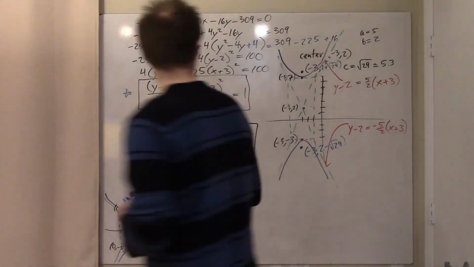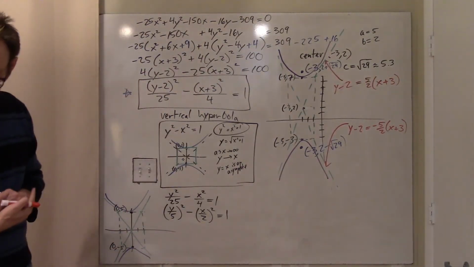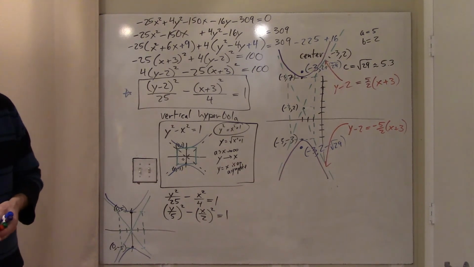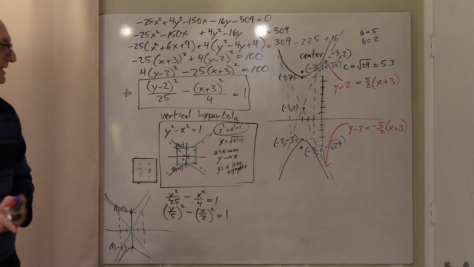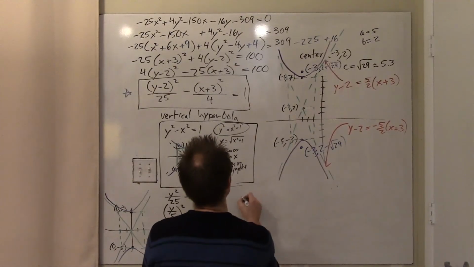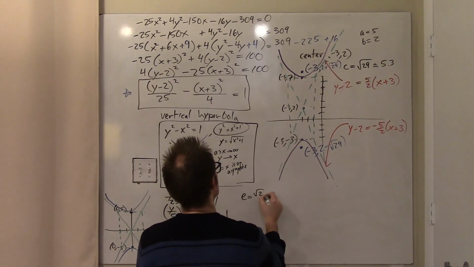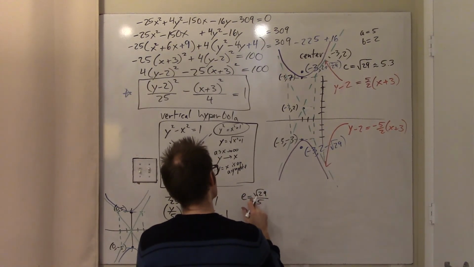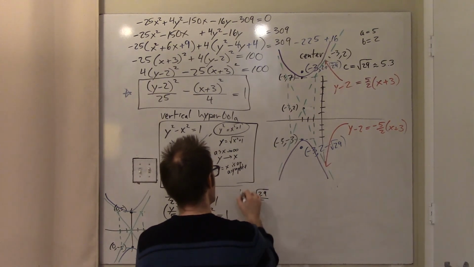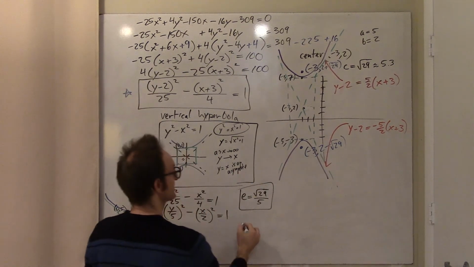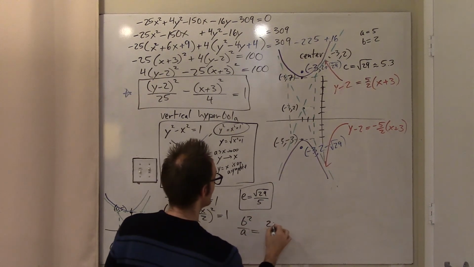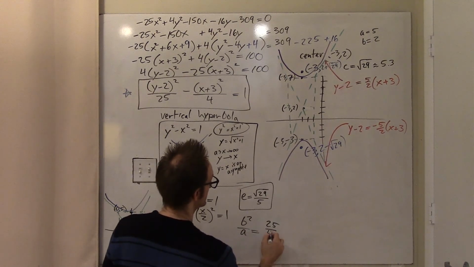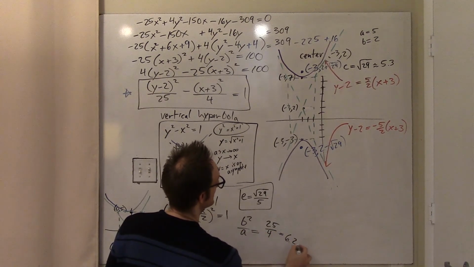Alright, what's left? I got my foci, I got my equations of asymptotes. I think I'm pretty much done. We need to find the endpoints of the latus rectum, but I don't really feel like doing that right now. The eccentricity is c over a, so that's root 29 over 5. So it's only a tiny bit more than 1. And then the final thing to do is to note that b squared over a, in this case, is 25/4. So that's like 6.25.